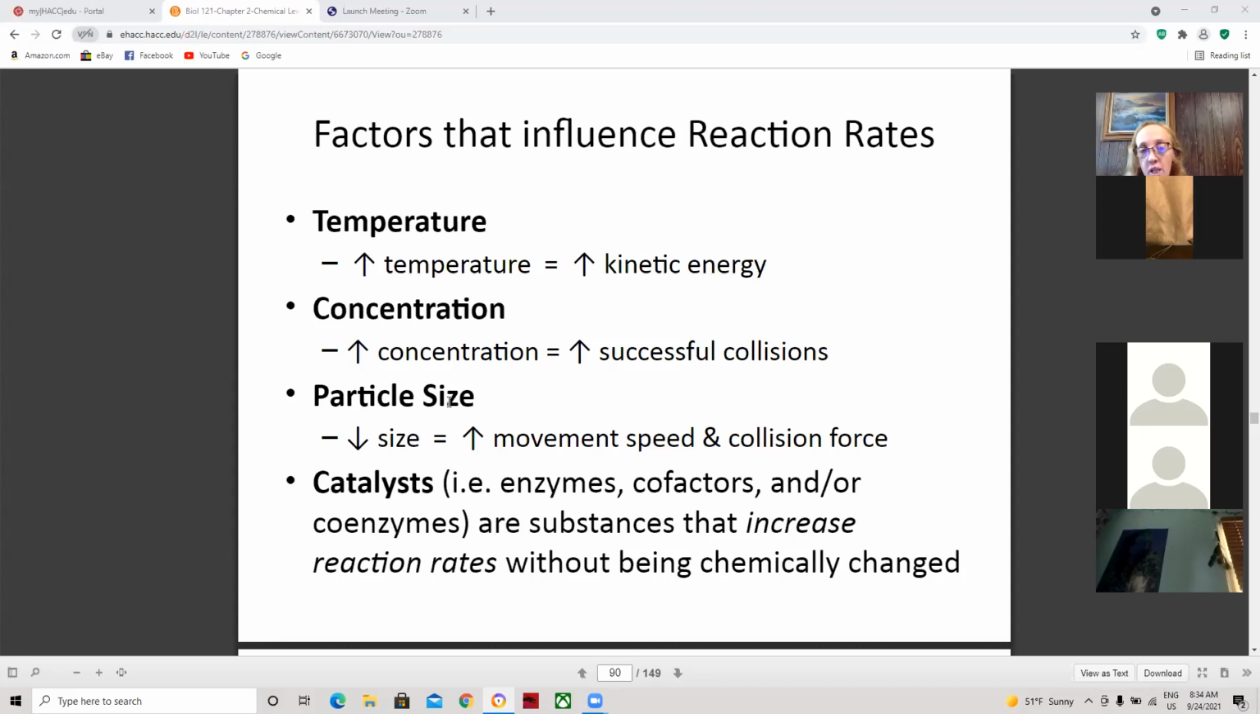Concentration, the more reactants or the more particles there are, the more likely they are to react. Size, the smaller the size, the faster things tend to move, and the more strongly they tend to collide. And catalysts, enzymes, so substances that will increase the reaction rates but won't be chemically changed by the reaction. With regards to enzymes, we have cofactors and coenzymes that are required by enzymes to allow them to do their functions.